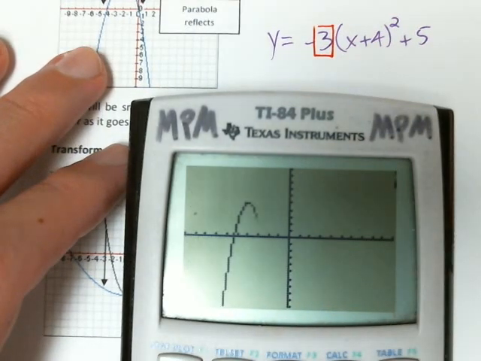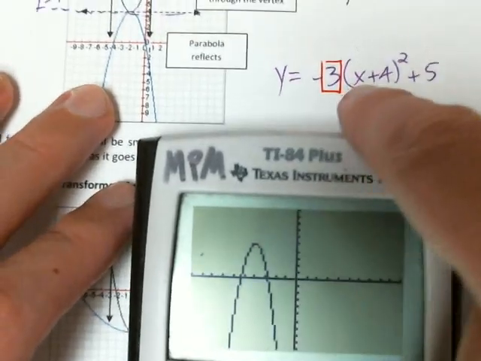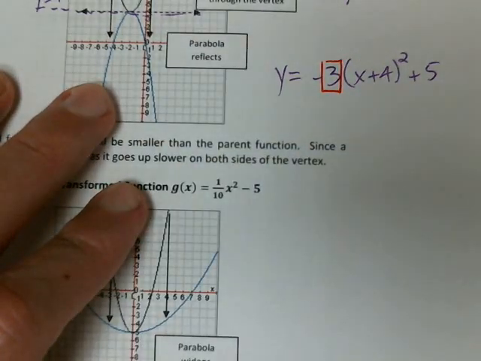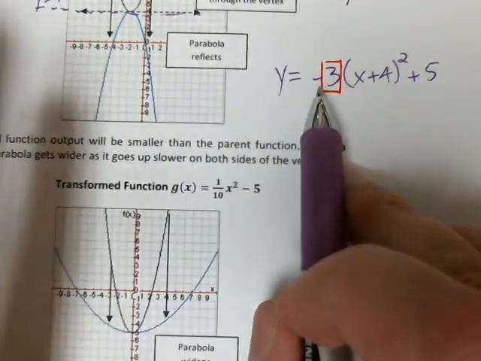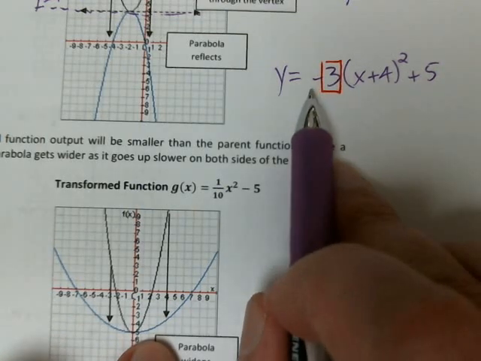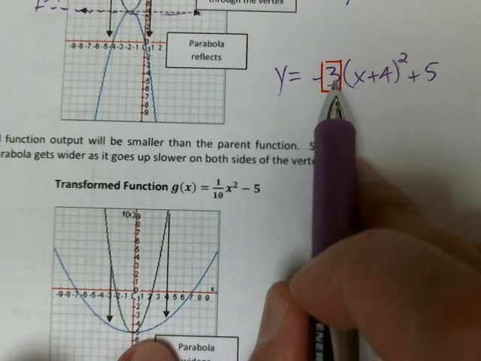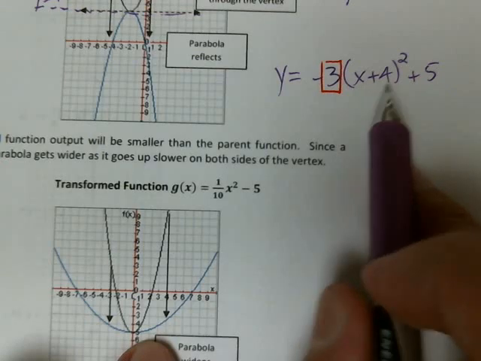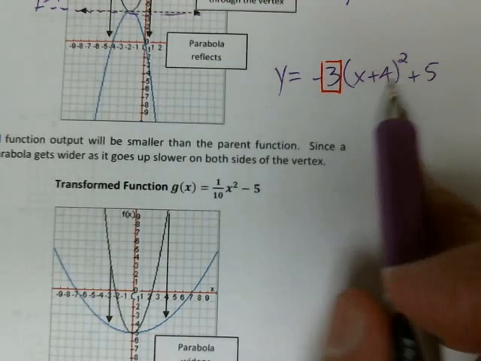You'll notice that this is still a skinny graph. So that's why it's still a stretch. So the negative just means it's a reflection. That's all that means. So I've got a reflection, I've got a stretch, my vertex is negative 4 comma 5.